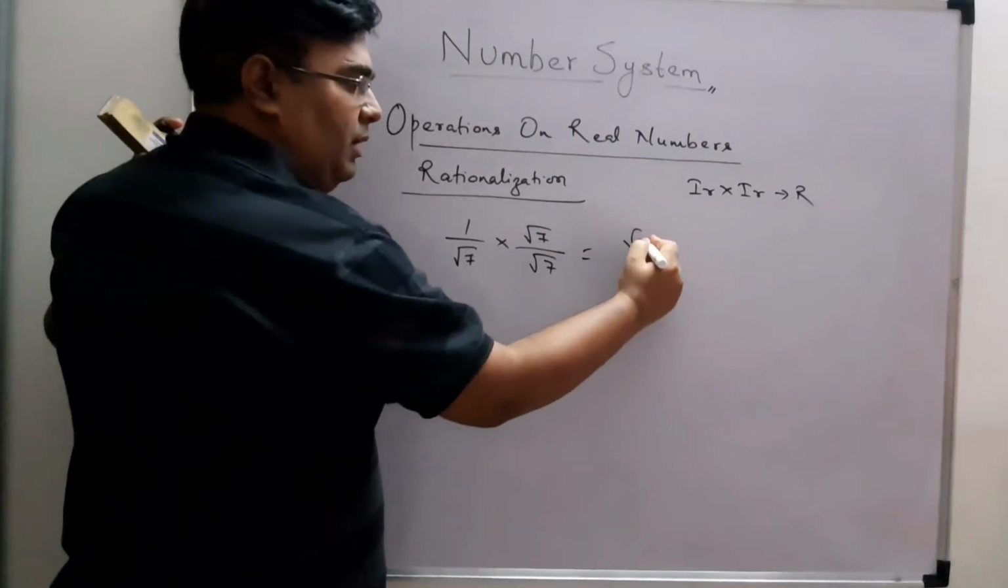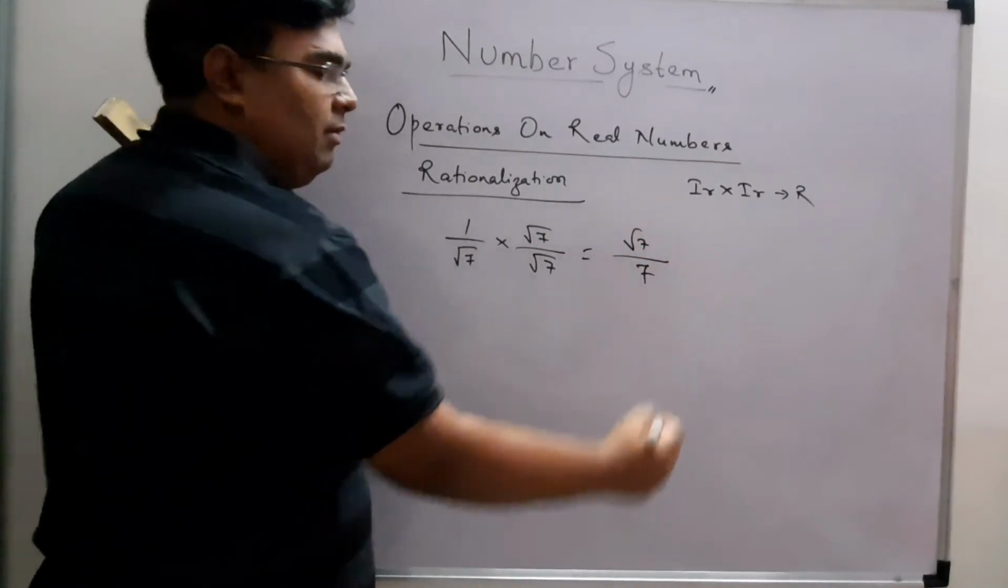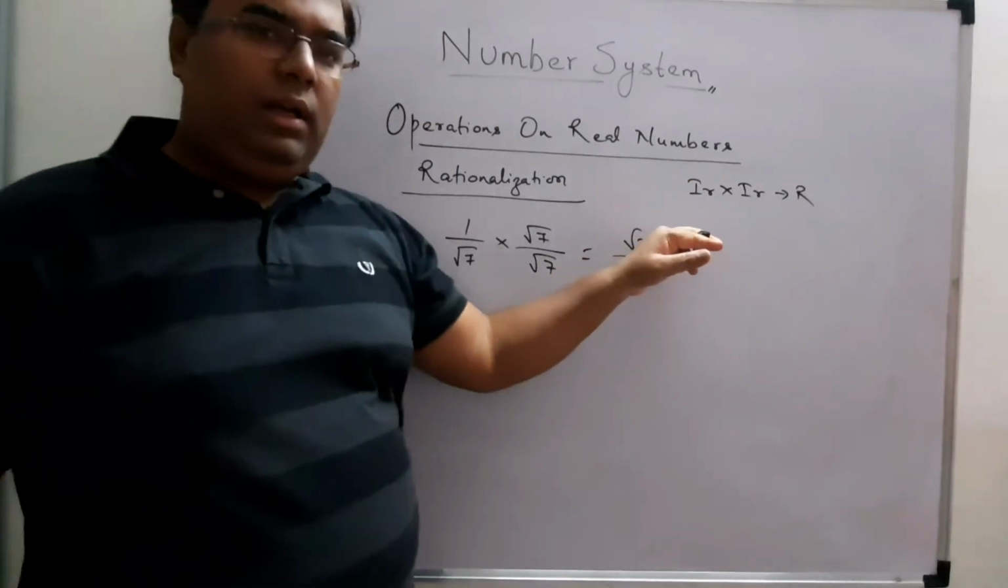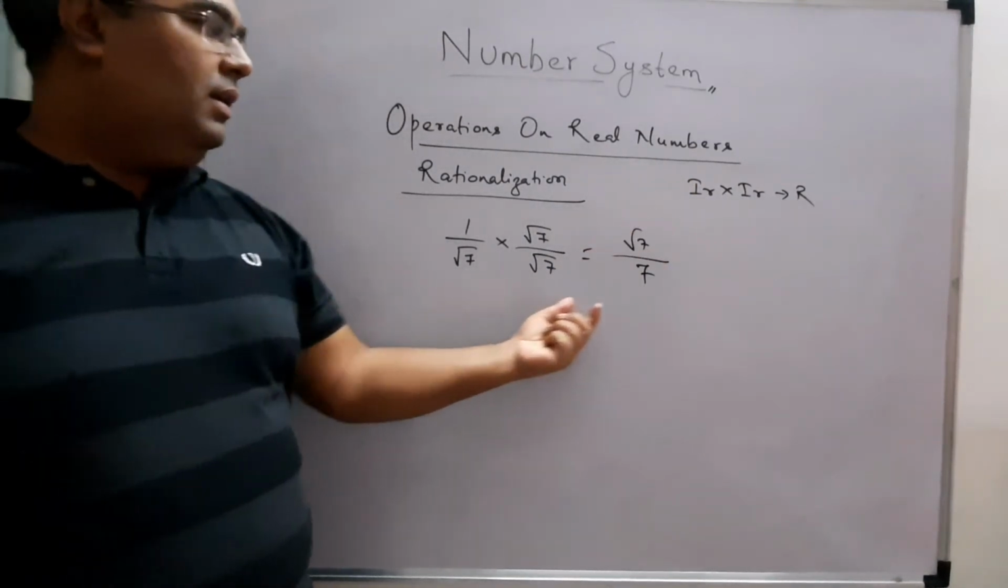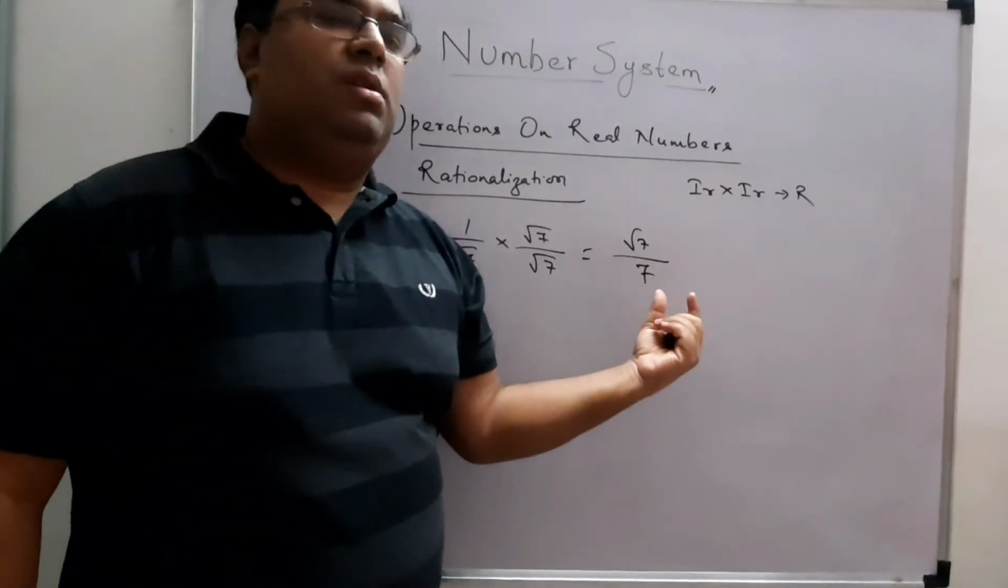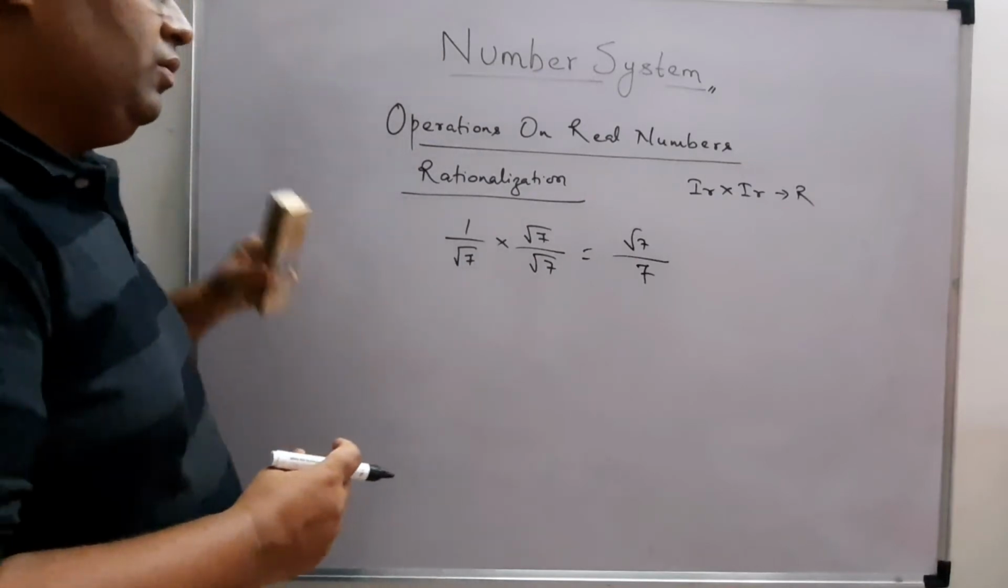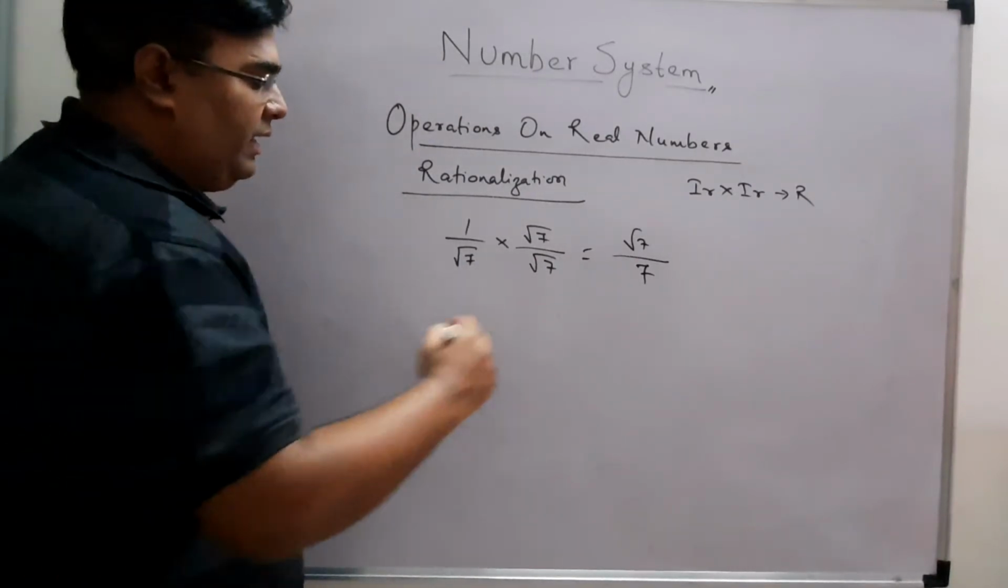So numerator will become root 7, but denominator will become 7. So numerator it's okay, right? Denominator should not be an irrational number. This is known as rationalization. Now there are different cases also.